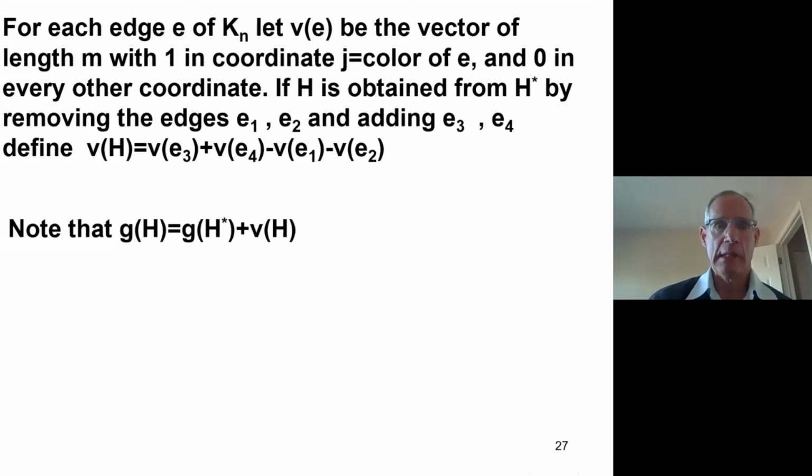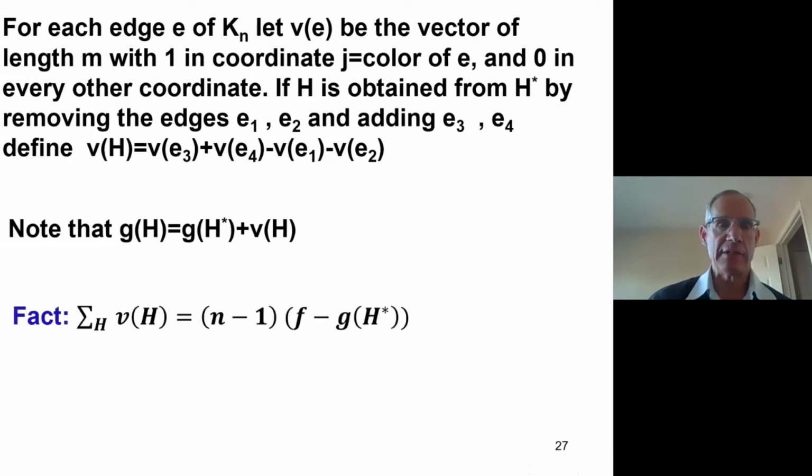Okay. And then there is something to check here: if we sum all the VHs over all the possible swaps, so over all the n times (n minus 3) over 2 swaps, then what we get is some constant multiple. I'm actually not completely sure if this is n minus 1 or n minus 3, but it doesn't really matter. Maybe it's n minus 3 times the vector f minus the vector g of this champion, the best Hamilton cycle that we chose.